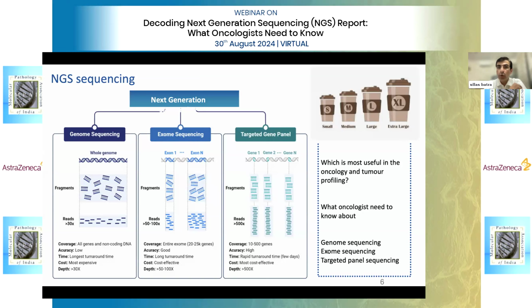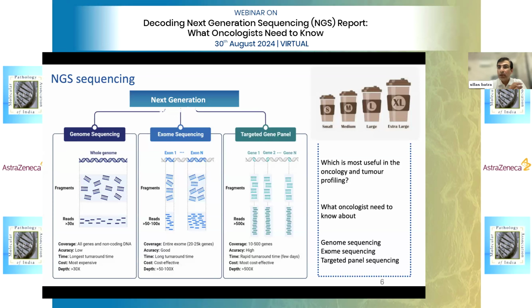As a comment, when you know what you are looking for, then you order a targeted hotspot panel. When you do not know what you're looking for, or for research, then you do a broad-based panel that is either an exome or a genome. Exome and genome are expensive. Exome and genome will take time. You are not really sure what you are going to get from there.